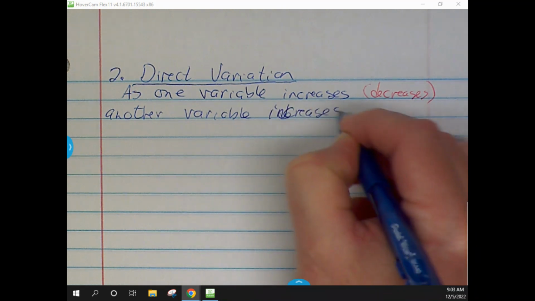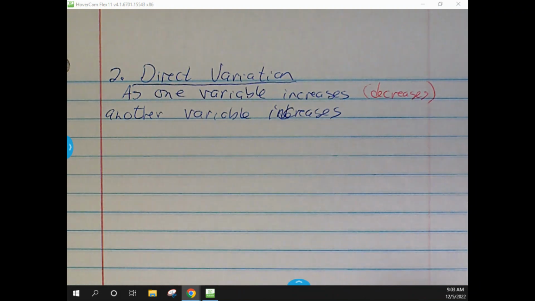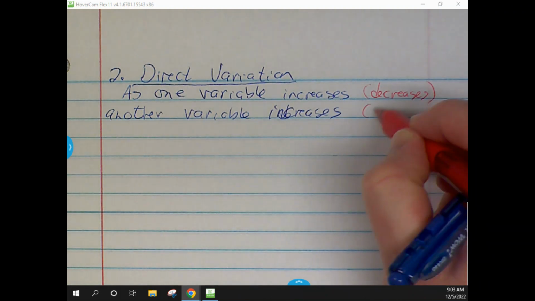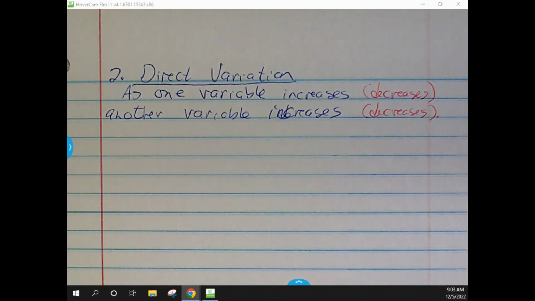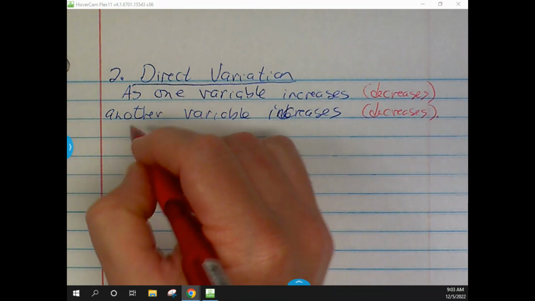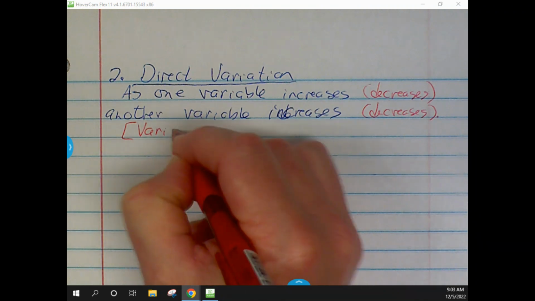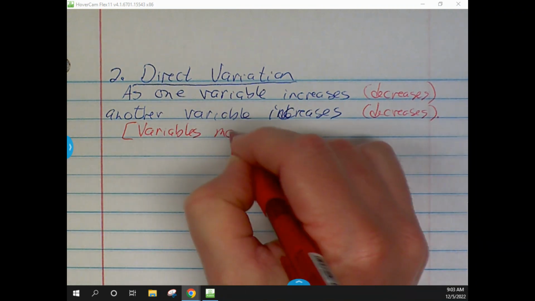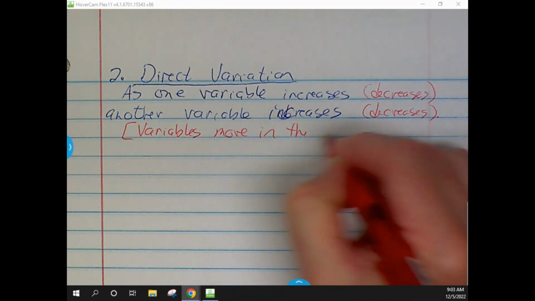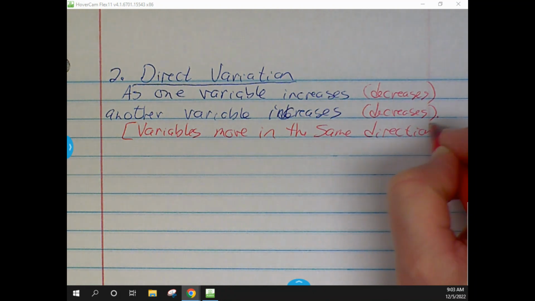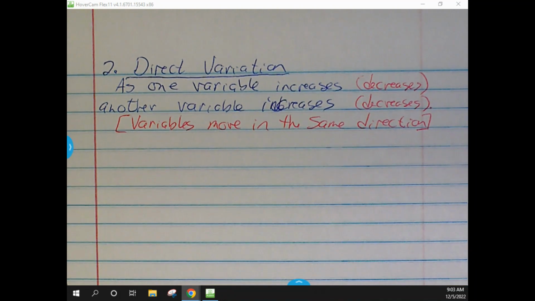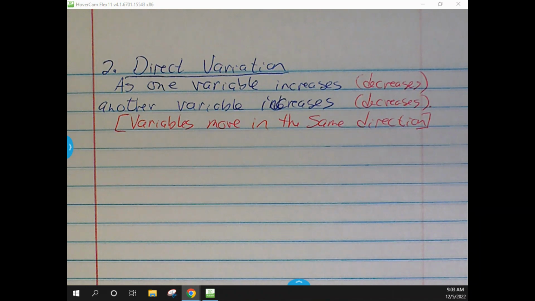Right. So as one variable increases, another variable increases, or as one variable decreases, another variable is going to decrease. So the variables work in the same direction. Okay, so direct variation, they both go in the same direction, where inverse variation, because it's inverse, they're opposite. One's going up, one's going down.